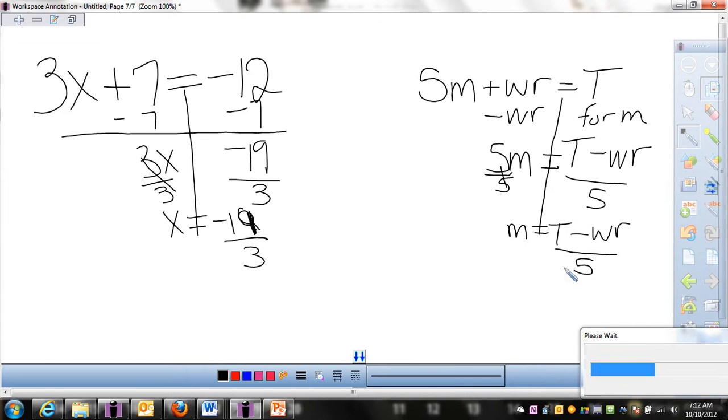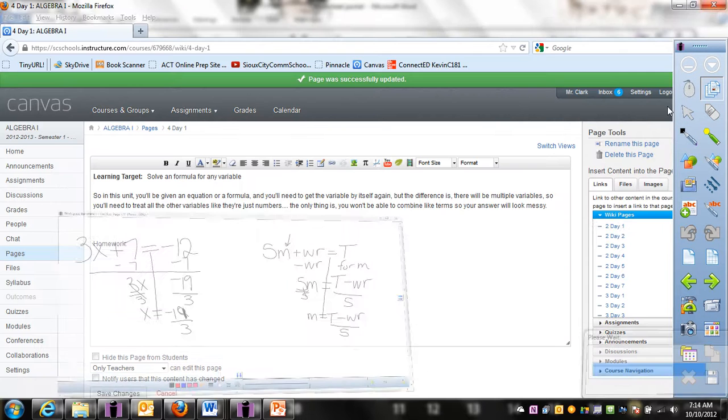And you think, why are we doing this? Well, in science, physics, and a lot of other sciences, it's going to be very nice to solve for a variable that you're looking for within a formula. If you get m by itself, it's easier to plug numbers into t, w, and r to solve for what we want. So there we go. M equals t minus wr. I'm going to show you one other example here.